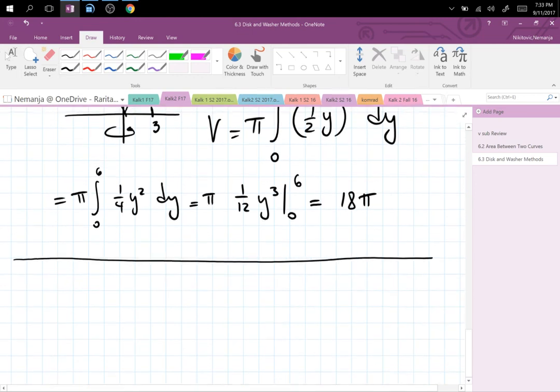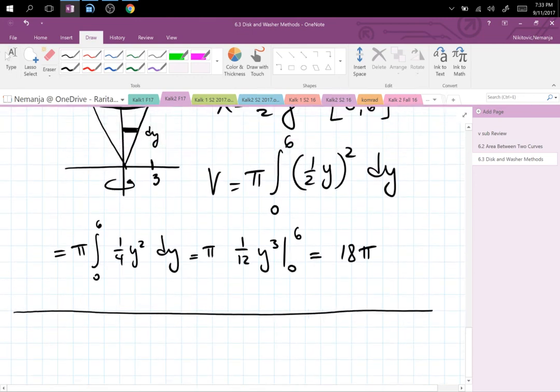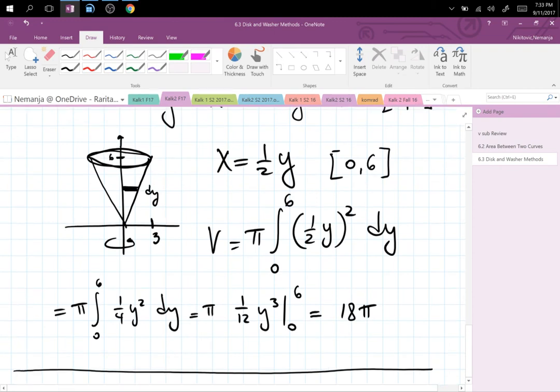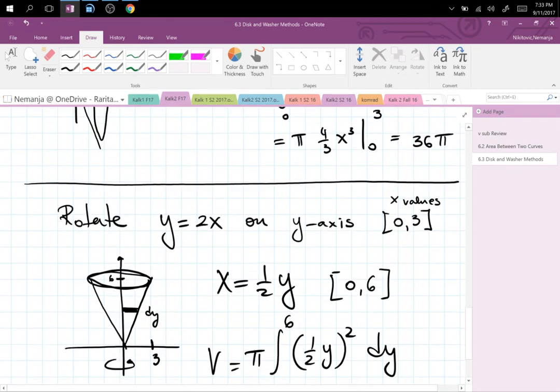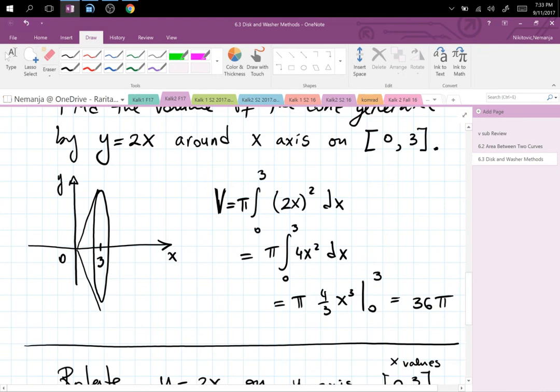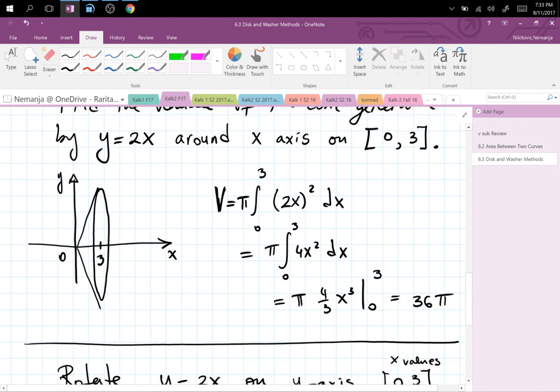How do you end up with different answers with the same shape? It's not the same shape. Look at the shape here. It's not the same cone. This is where the cone is. It's really fat on the bottom, very short. Because you're wrapping the same function around different axes.